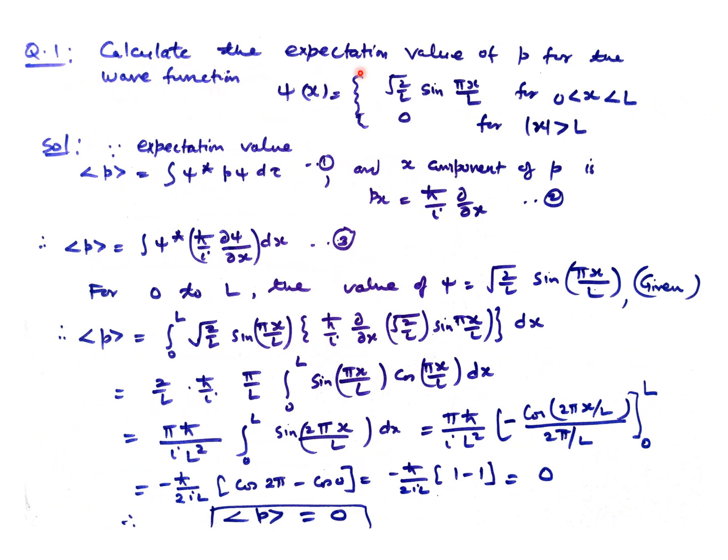Now we see one example. We have to calculate the expectation value of P for the wave function defined as psi x equal to under root 2 by L sin pi x by L for x from 0 to L, and it is 0 for x greater than L. So the expectation value of P is the integral of psi star P psi d tau, and P is the operator h bar by i delta by delta x if we take only the x component. So the integral of psi star h bar by i delta psi by delta x dx from 0 to L, with psi defined by the function under root 2 by L sin pi x by L.